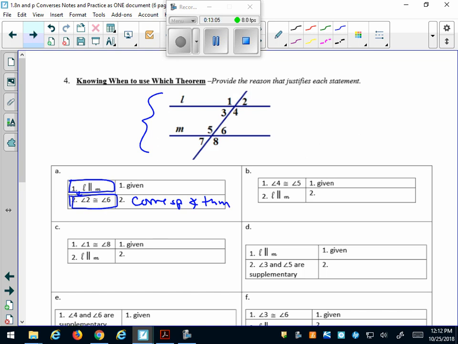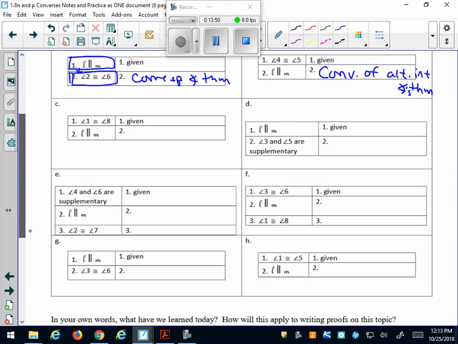But if we look at part B, now they're giving us that 4 is congruent to 5, and we're concluding that L is parallel to M. What would be the reason here? Exactly. So you have to think about 2 things now. What kind of angles are they? 4 and 5 are alternate interior angles, like you said. And you have to think about which way is this proof going? Am I proving lines parallel, or am I saying some conclusion about the angles?